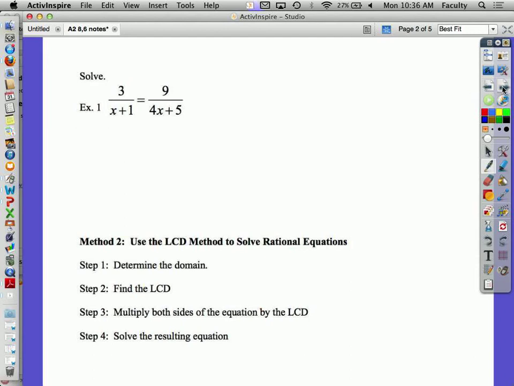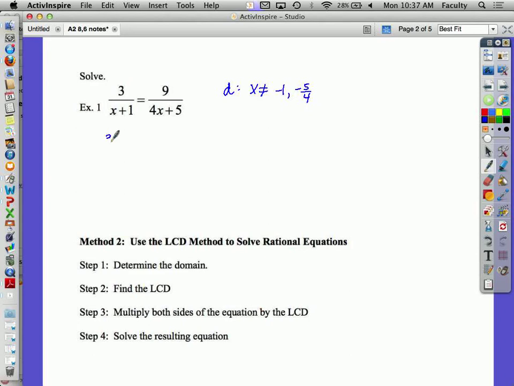Let's pause here a moment. What is domain? All possible x values. In a fraction, what do we have to be concerned with? It not equal 0. Good. The denominator can't be 0. So my domain would be all real numbers except negative 1. And if I set 4x plus 5 equal to 0, subtract 5, divide by 4, it's negative 5/4.